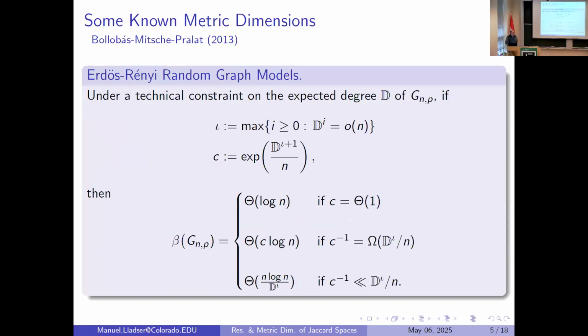Now, more recently, the concept of metric dimension has been studied at the level of random graphs, specifically the Erdős–Rényi, and Bollobás and collaborators determined three regimes for the asymptotic metric dimension, depending on some technical constraints on the average degree of the Erdős–Rényi graph.